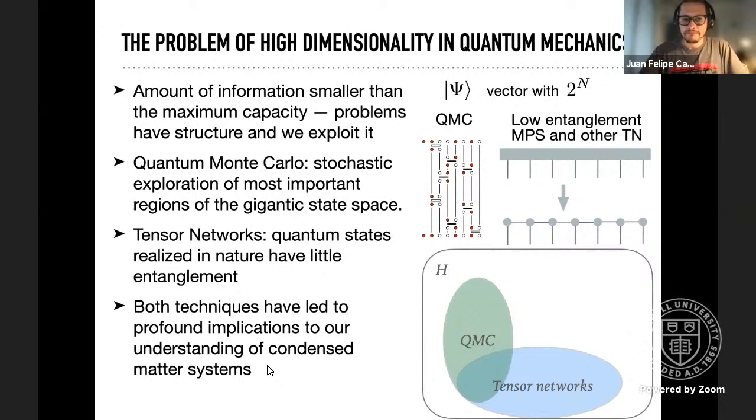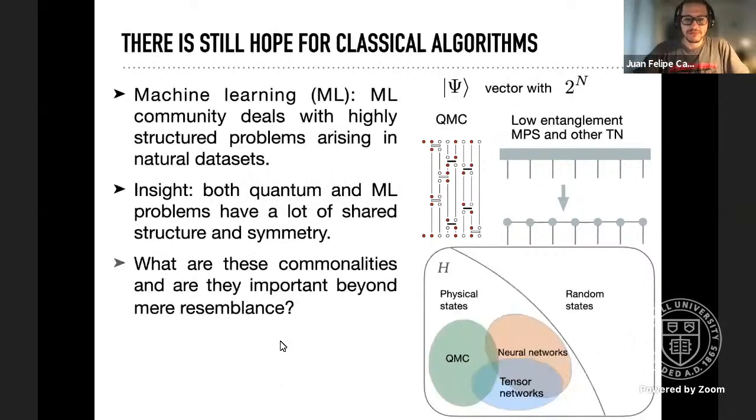And then what we bring in is machine learning. The idea is that the machine learning community deals with equally highly complex problems that nevertheless are very structured as well, because many of these problems in machine learning arise from trying to classify or understand data sets arising from nature, like pictures of cats and so on.